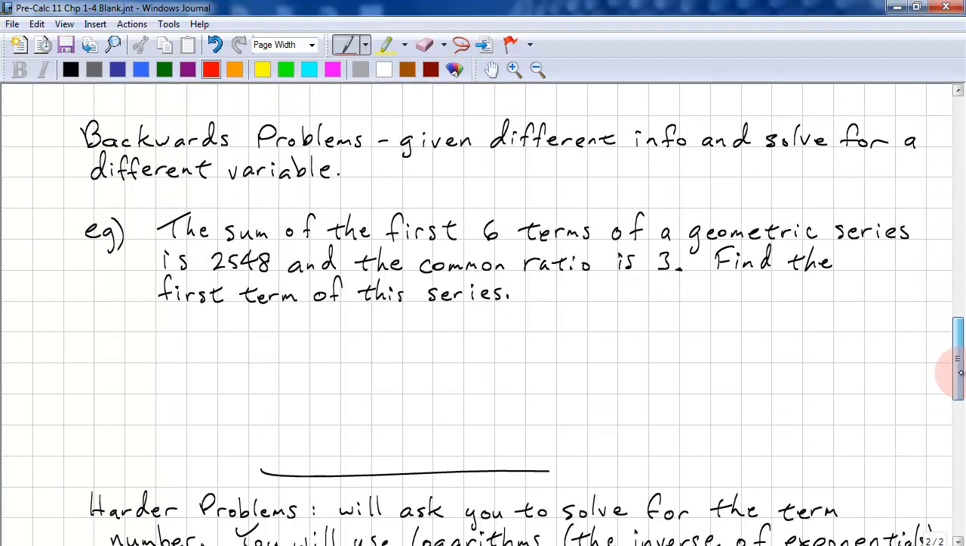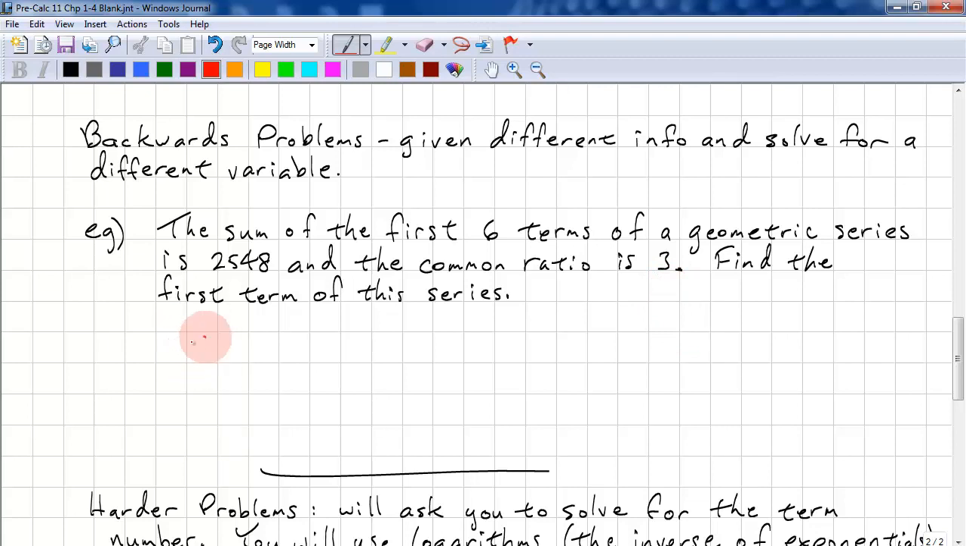And of course, we're going to be asked to do backwards problems. So we're given different info and we need to solve for a different variable. We're not asked to solve for the sum. Okay, the sum of the first 6 terms of a geometric series is 2548 and the common ratio is 3. Find the first term of this series.